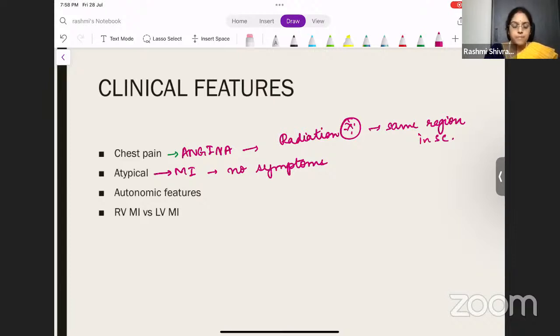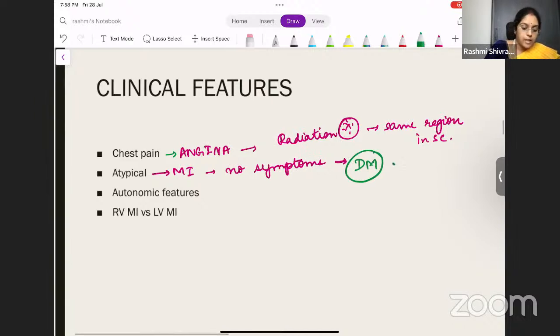When does this happen? This is because when the person is having autonomic neuropathy because of diabetes mellitus, or in very elderly patients, they are not able to perceive the pain, okay? So in diabetic patients, because of autonomic neuropathy, there is loss of pain sensation. So because of that, the patient will be having a STEMI, but they will have no symptoms absolutely, okay? So this is atypical MI.